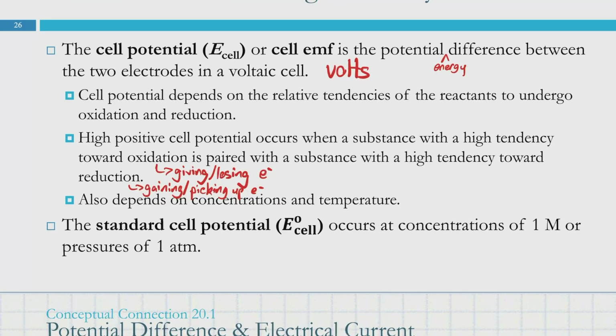So our standard cell potential has this zero superscript, that's the standard part, and it occurs at concentrations of 1 molar or pressures of 1 atmosphere. So it's the same sort of standard conditions that we've seen before, 1 molar, 1 atmosphere. So oftentimes we'll talk about things in terms of their standard cell potential rather than non-standard cell potentials.